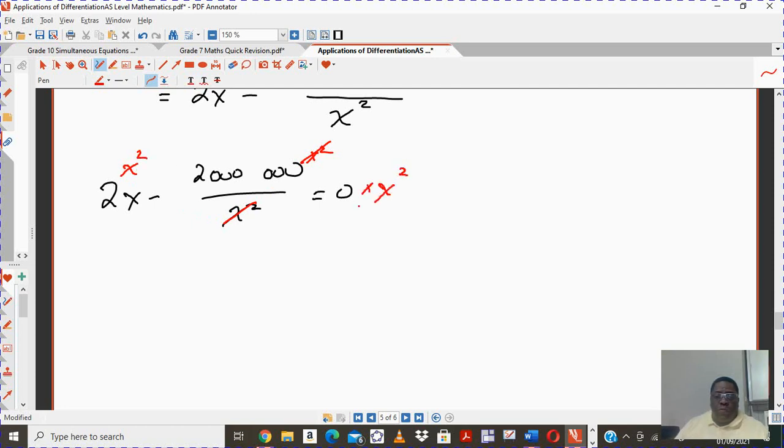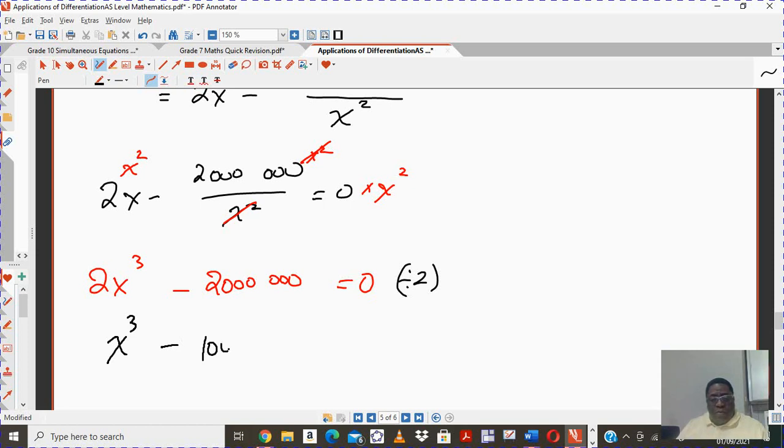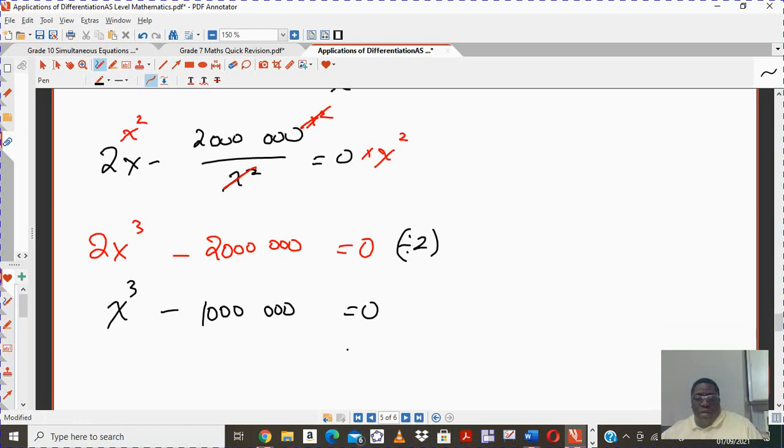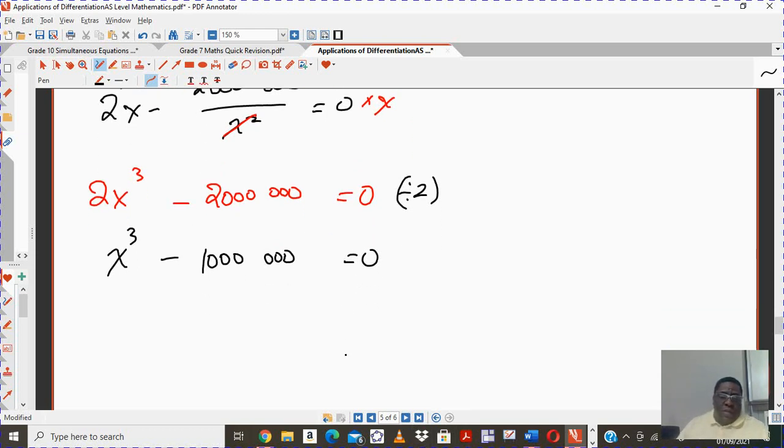So what you do is you're going to have here 2x cubed minus 2 million should equal 0. Of course, you can also go ahead and divide this by 2 just to simplify the fraction. So you have x cubed minus 1 million will equal 0. Okay? So you have x cubed, we're looking for the value of x, is equal to 1 million.